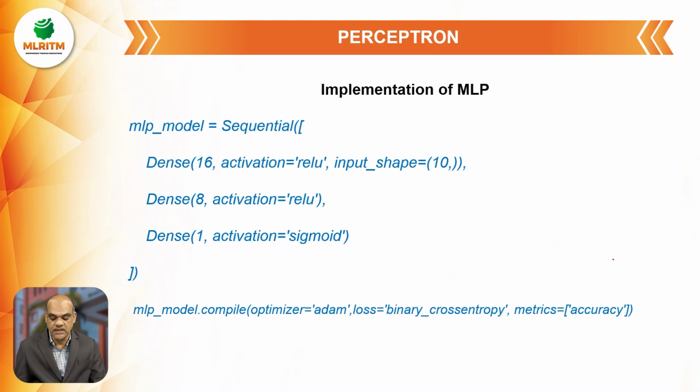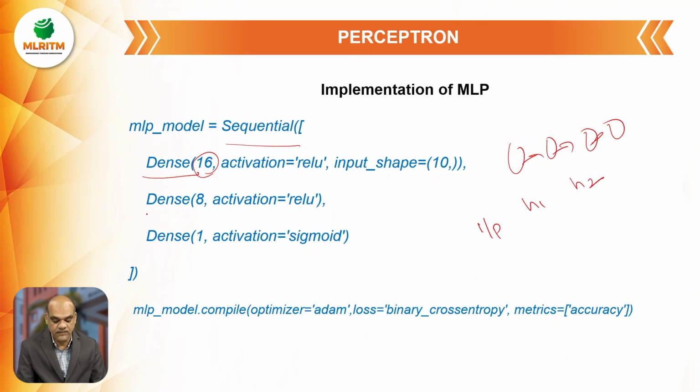In the same manner, if you want to implement a multi-layer perceptron, I am using the Sequential model again. That means one layer after another layer, I want to process the data. Then I am writing Dense 16. That is the number of neurons I am taking, 16. That means one input layer we have, a hidden layer we have, a second hidden layer we have, and then the output layer we are going to have.